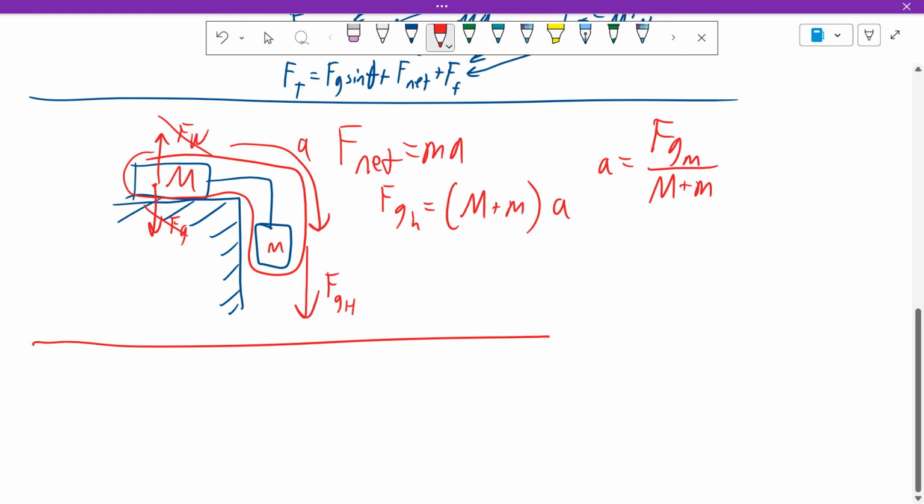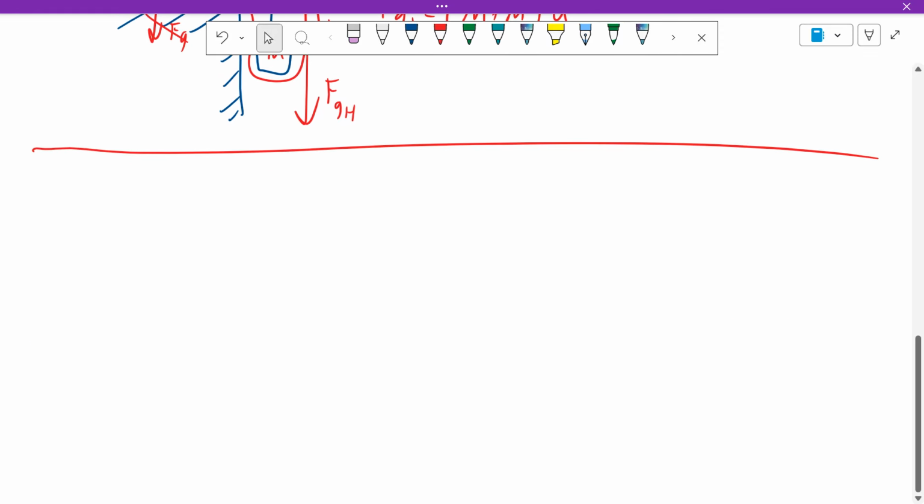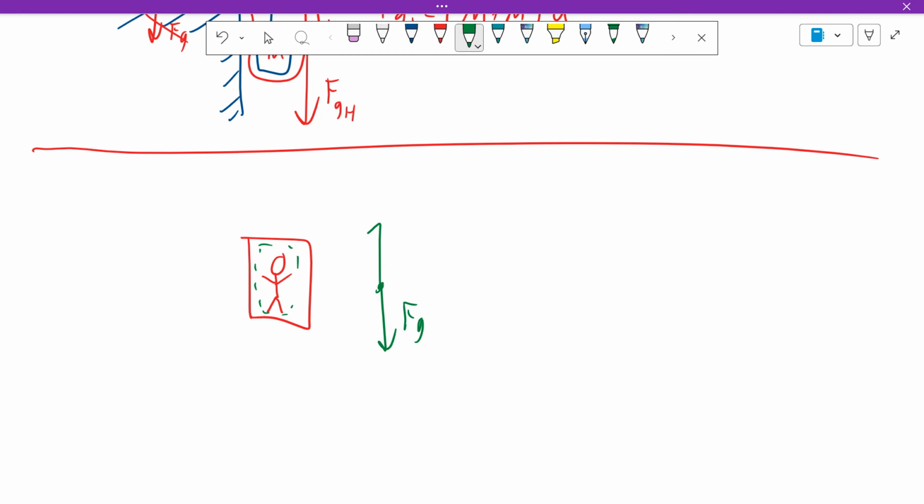All right, another one, elevators. If you're a person in an elevator, they ask these questions a lot. If you are just concerned about the person, there's only two forces on them: gravity going down, and normal force. Depending on how your motion is going, that's going to determine your net force.